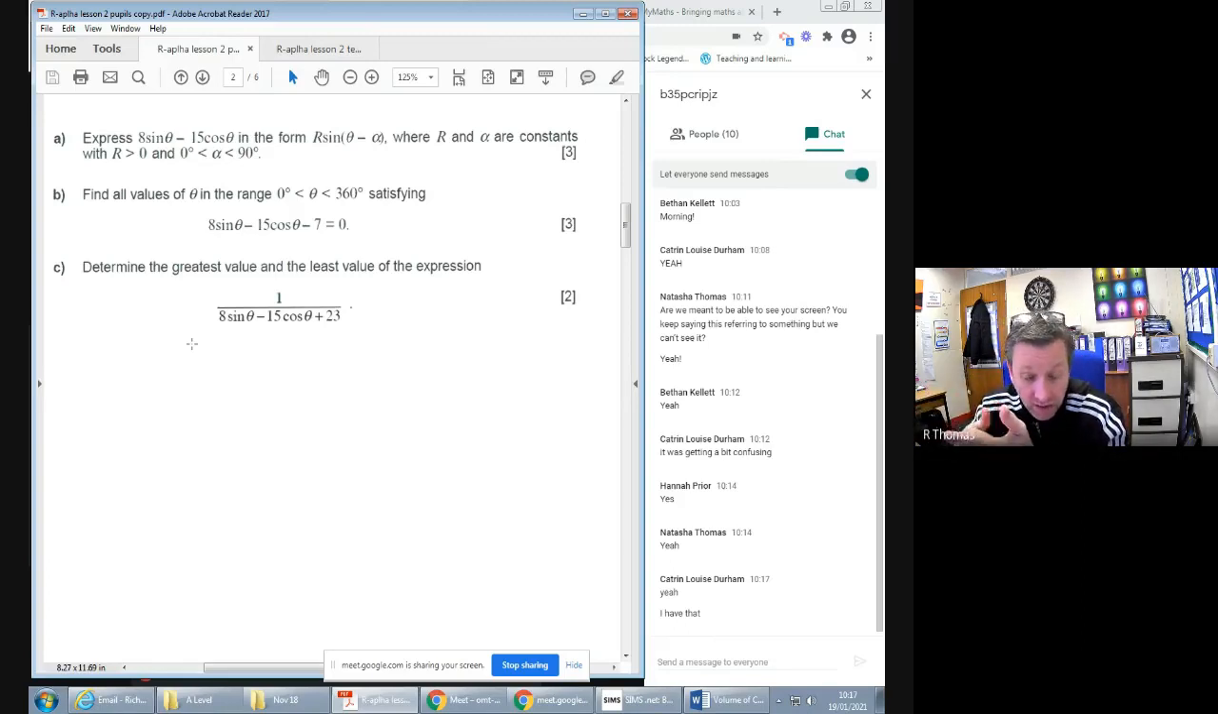So if you do 8 squared plus 15 squared, and then just take the square root of that, you'll get the value of r. So chuck that in your calculator now. It comes out as a whole number. And if you divide those two expressions, you'll get the value for tan alpha. So don't forget, it's got to be sine over cos. So you should have tan alpha is 15 over 8. Press shift tan and get me a value for alpha, please.